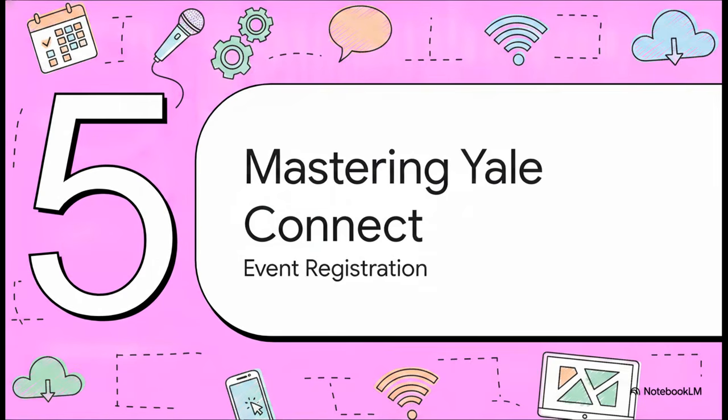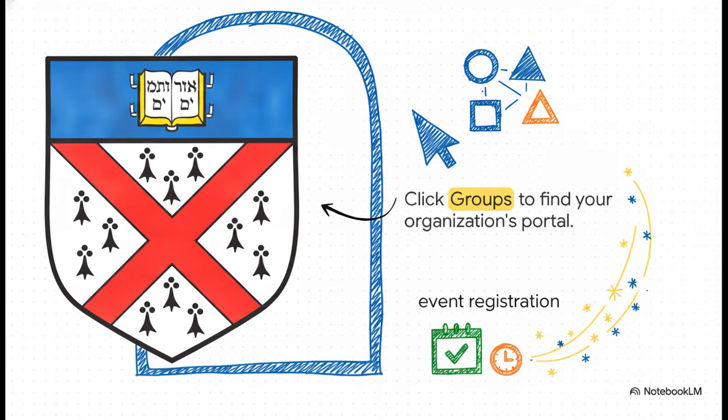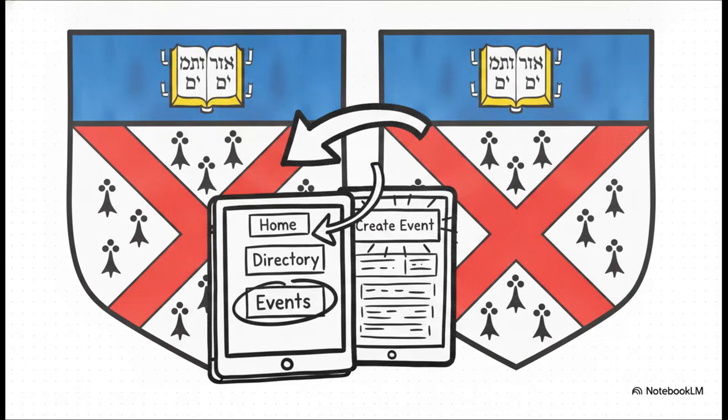Finally, we've reached Section 5, Mastering Yale Connect. Yale Connect is your single point of entry for all event registrations. Let's make this super easy. Your very first step, just log into the platform, head over to your homepage, and simply click on Groups at the top of the page to find your specific organization's portal. Easy enough, right? Once you're inside your organization's portal dashboard, you're going to look for the Events tab.